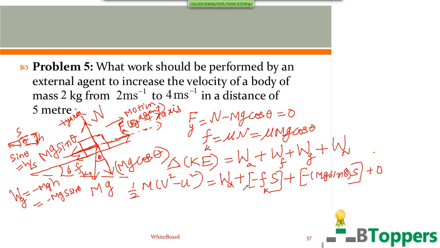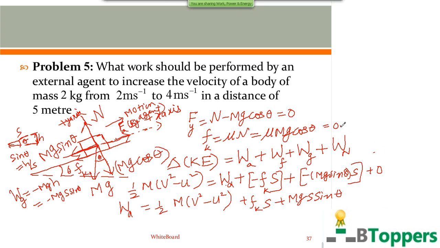So now you can solve for WA. WA is the work done by the force applied by the agent on the body, which you are asked to find. So the work done by the force applied by the agent on the body can be written as half m into v square minus u square, plus Fk into S, plus mg S into sin theta. Fk is equal to nu into mg cos theta.